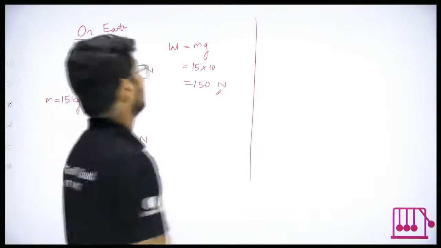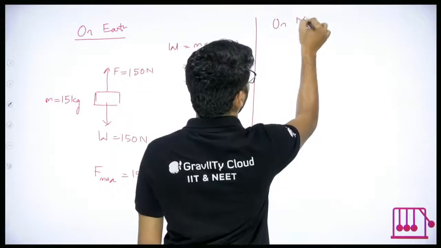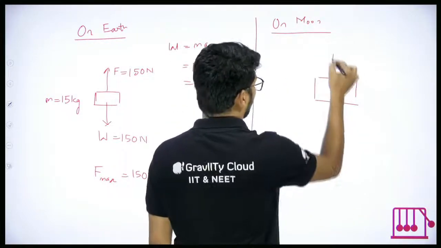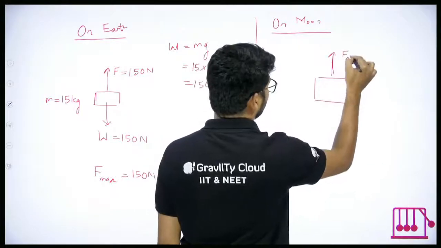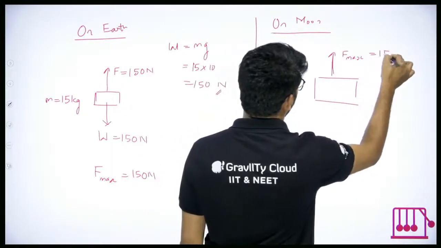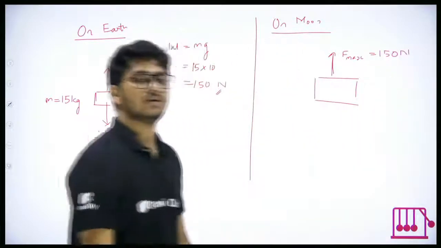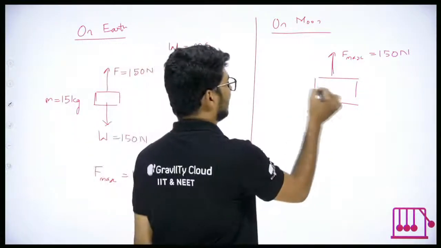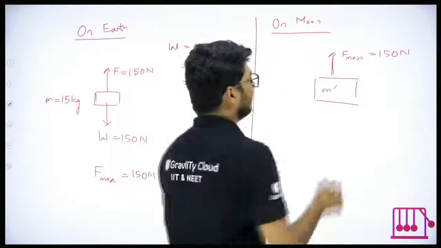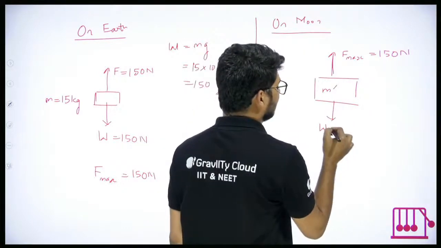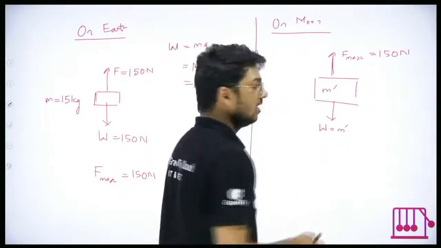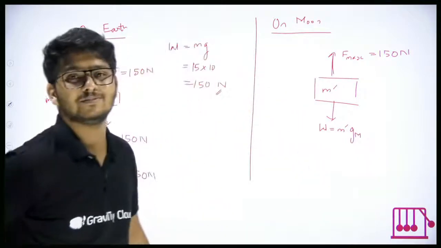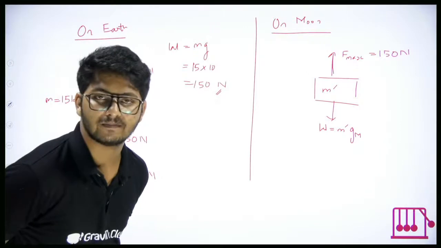Now comes the interesting part. Now if I take it on the moon, now this is the object, the maximum force that we apply will be the same, 150 Newton. But what about the weight? If the mass is m dash, the weight is going to be how much? Weight is going to be m dash into acceleration due to gravity on moon. That is the interesting part.